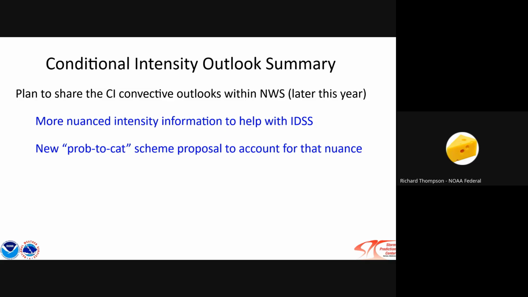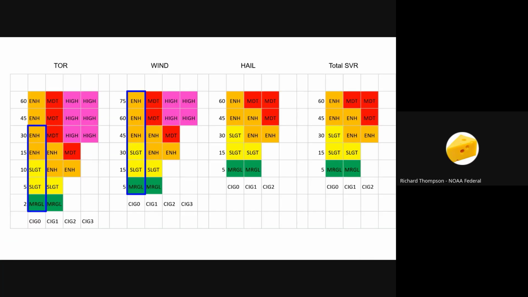Meanwhile, with this new conditional intensity framework, we are working on a recalibration of our probability to categorical scheme. In this case, this is just where we stand now. We're not necessarily locked into this, but if you look at the wind and hail, for the SIG group 0 would be no hatching. You notice nowadays, take the wind, 5% is marginal, 15 would be slight, but if we went to 30, that isn't enhanced in the current scheme, but a 30 with no hatching in the new scheme, we think that's actually more appropriate to be a slight.